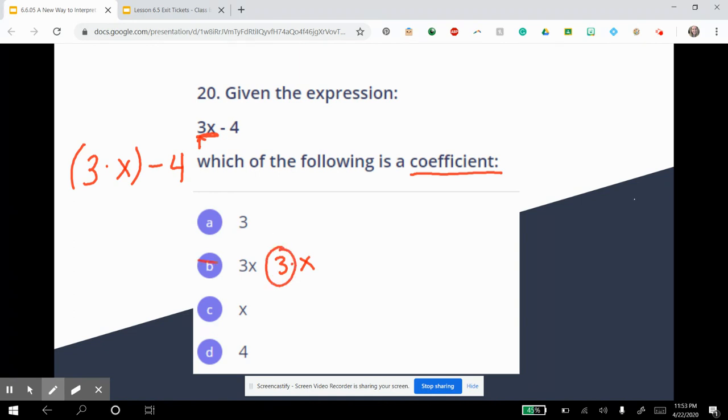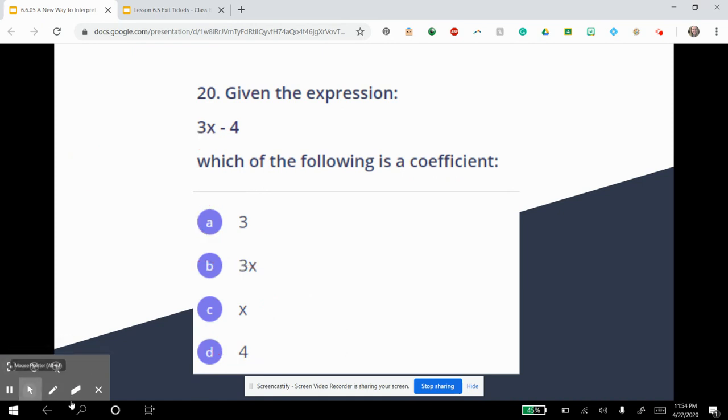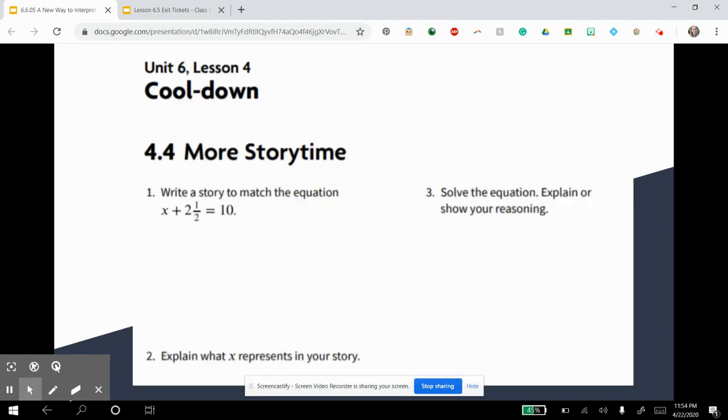I'm just concerned with the coefficient. X is the variable, and 4 is neither the coefficient nor the variable, so it's got to be 3 there. And that was the correct response. So good job to those of you who got it. Next time, I hope everyone gets that. All right, and again, you can go back and replay that game as many times as you want, and you can get them all right.